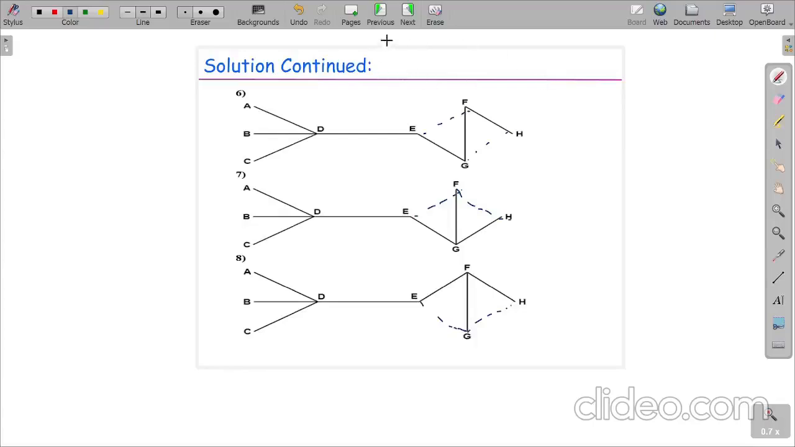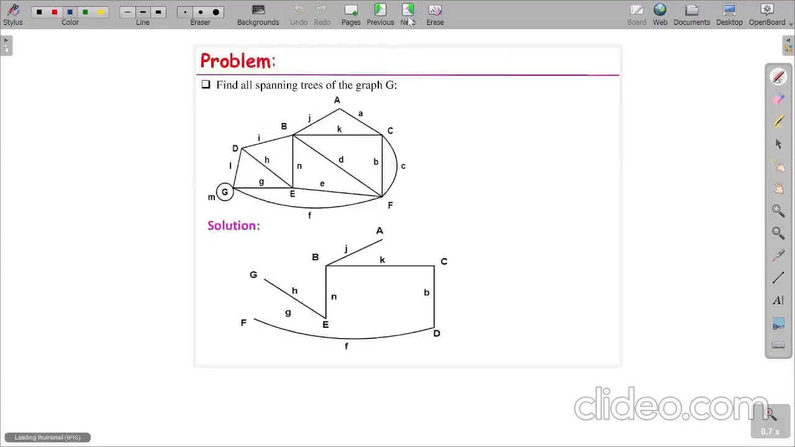So here we are getting 8 spanning trees from this graph. Find all the spanning trees of the following graph. Here is another question. Find all the spanning trees of the following graph. So this is our graph G. We can find spanning trees.